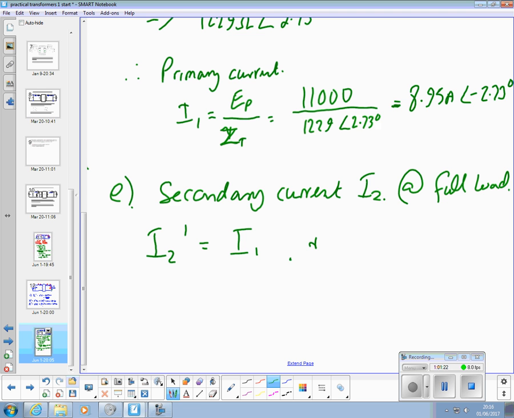And I2 is equal to A times I2 dash from earlier. We transfer the current to that side, we divide by A, so to go back again, we must multiply by A. So that equals 27.5 times the I2 dash current, 8.95 amps angle minus 2.73 degrees.